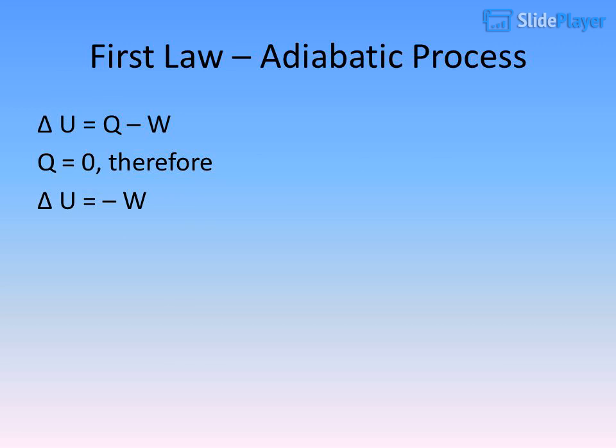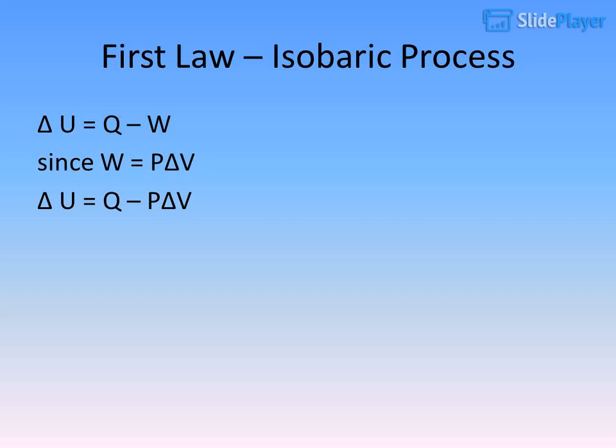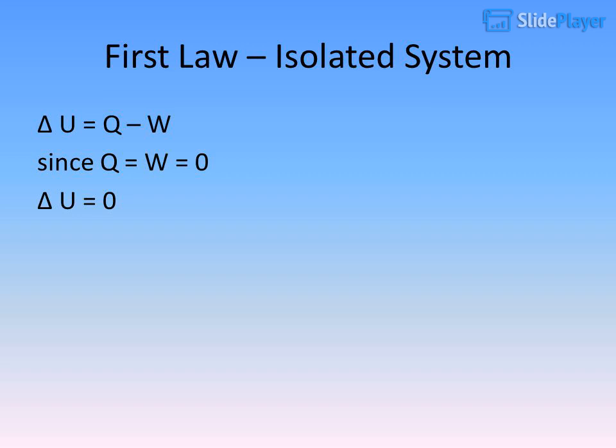First law, adiabatic process. Delta U equals Q minus W. Q equals 0, therefore delta U equals minus W. Work done on the system increases the system's internal energy. Work done by the system decreases the system's internal energy. First law, isobaric process. Delta U equals Q minus W. Since W equals P delta V, delta U equals Q minus P delta V. Example: a gas inside a cylinder with a fitted piston. First law, isolated system. Delta U equals Q minus W. Since Q equals W equals 0, delta U equals 0. No heat or work interaction with surroundings, so there's no change in the system's internal energy.